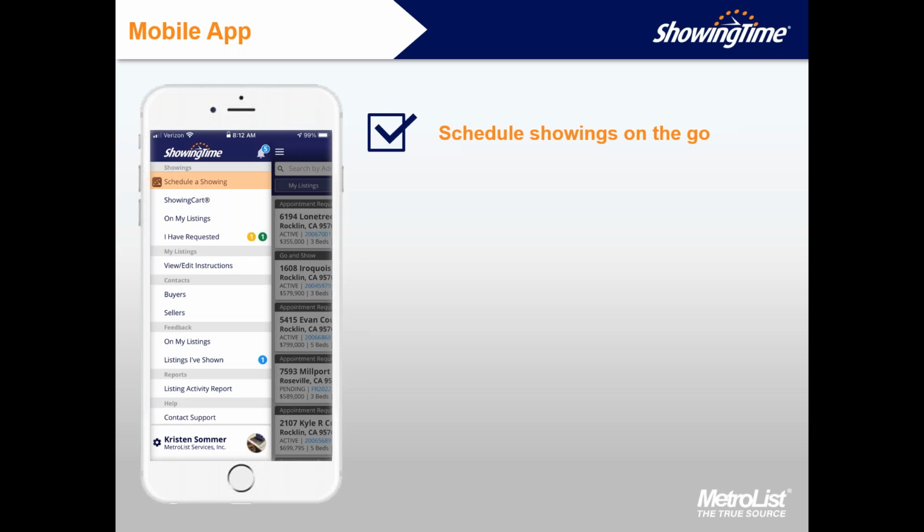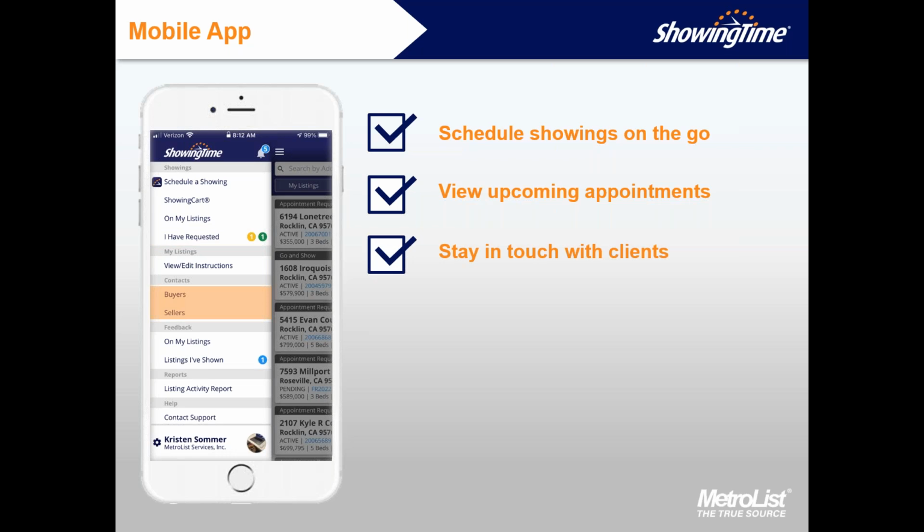Now, these are some of the things that the app does. You can schedule showings on the go, which is very convenient. You can view upcoming appointments, so any requests that you've made. You're going to see here, stay in touch with clients. There's your buyers or sellers if you've added your contacts in here. You're going to see here, receive and send feedback on your listings or listings that you've shown.